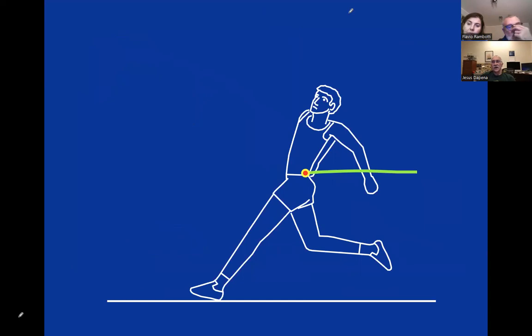Okay, so let's look at a high jumper here. This is a high jumper at the start of the takeoff phase. And you can see here in green, this is the path of the center of mass. And this is the center of mass here. So this is at the beginning of the takeoff phase.